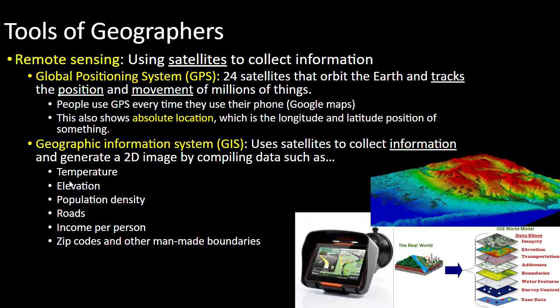It tells you temperature, it tells you the elevation, population density, where the roads are, average income per person, and important here, zip codes. It knows our man-made boundaries, and it can collect all of this information, and it would look something like this at the bottom right. It has all these different pictures it can take. Each picture tells you something different, and they stack these pictures on top of each other, and they can create a three-dimensional image like you see right here.